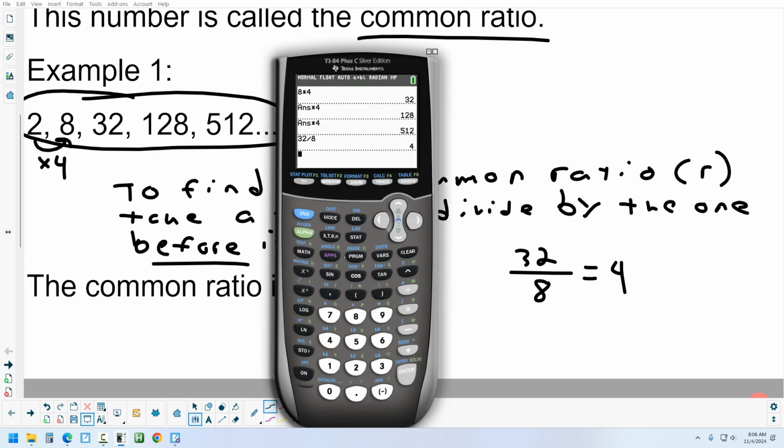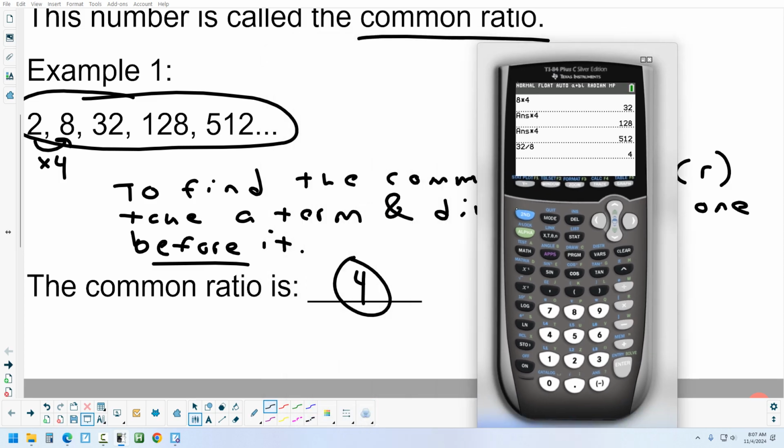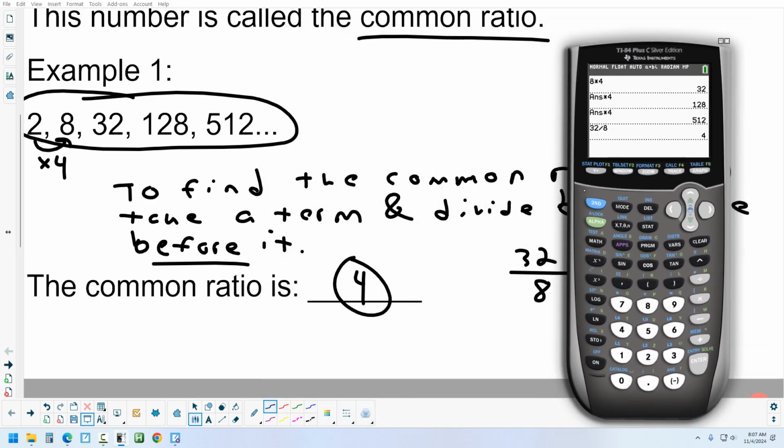If it is a geometric sequence, that number will always come out the same. In this particular problem, it's a 4. It doesn't always have to be a 4, but in this one it does. Take 512, and what would you divide by if you wanted to find the common ratio? Yep, you divide by the one that comes immediately before it, and you get 4. What if I took 8? What would I divide by to find the common ratio? 2. Yeah, that's the simplest one because the numbers are the smallest.